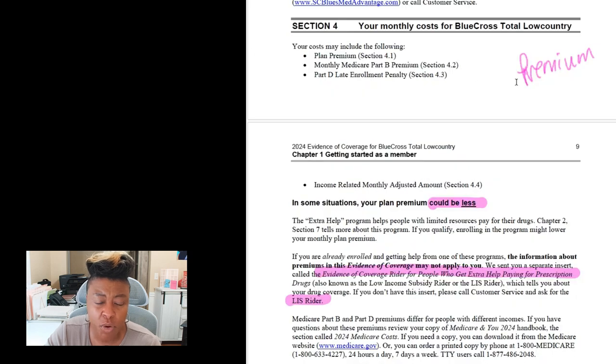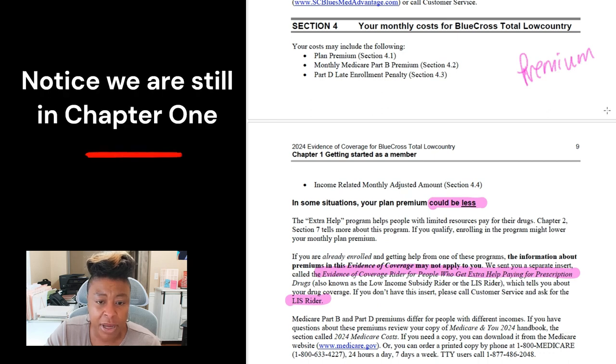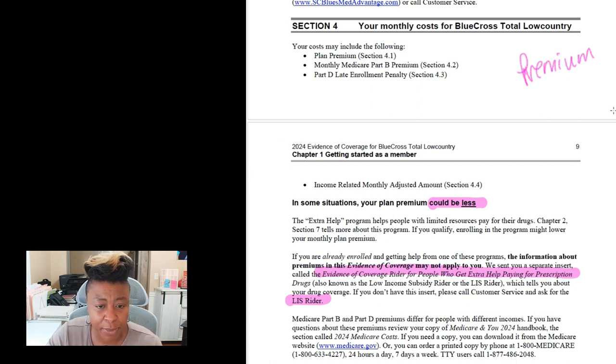So this section 4 is all about your premium. What do you have to pay per month for this Medicare Advantage prescription drug plan? It's also going to go over other things, not only your plan premium, but maybe you have a Part B premium, which everybody does unless you qualify for savings, and then you may not be responsible for your Part B premium.